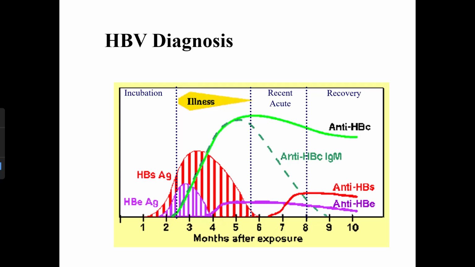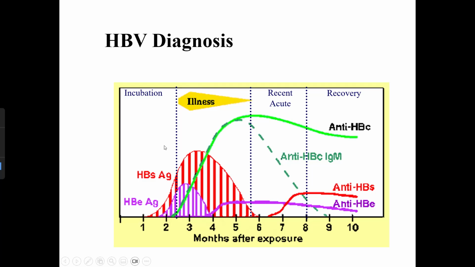So here you can see, when you get exposed, what antigens are going to arise. You can see HBe antigen and HBs antigen arise. HBe peaks a little sooner than the HB surface antigen. And then once those are there, you're going to start to have recovery. So the antigens are going to decrease because less of the actual virus is going to be in the bloodstream. As those decrease, you're going to start to see antibody production increase.